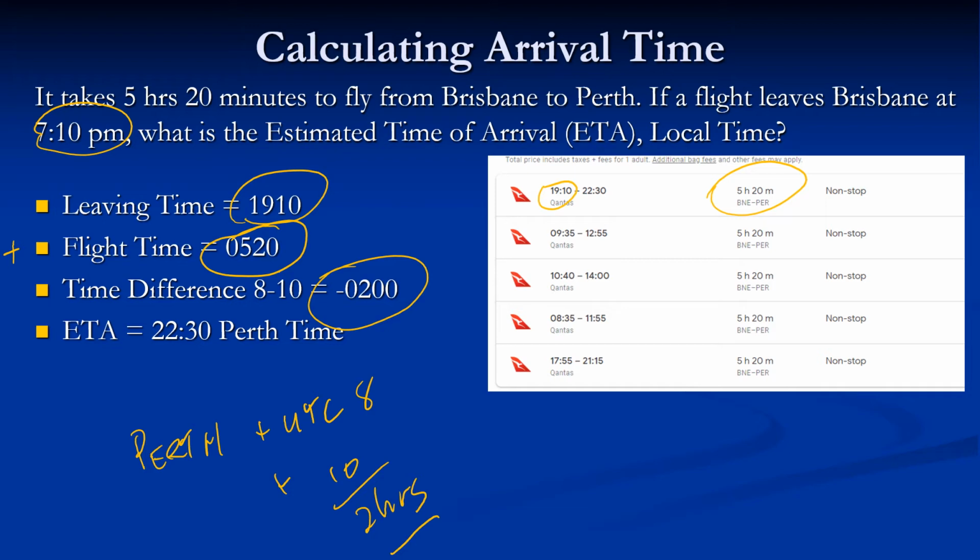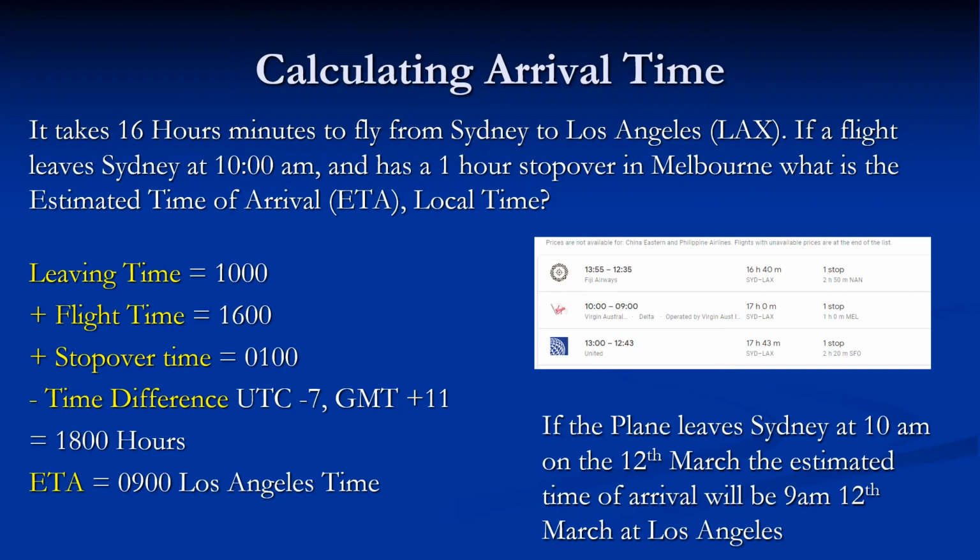Flight time, and that's why you will see on the flight board, for example, if you go to an airport, that the flight time looks at the local landing time. So that's the estimated time of arrival at the local airport. So the ETA is 22 hours and 30, or 10 p.m. at night Perth time.